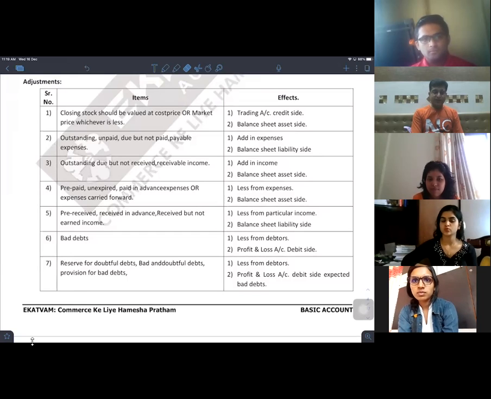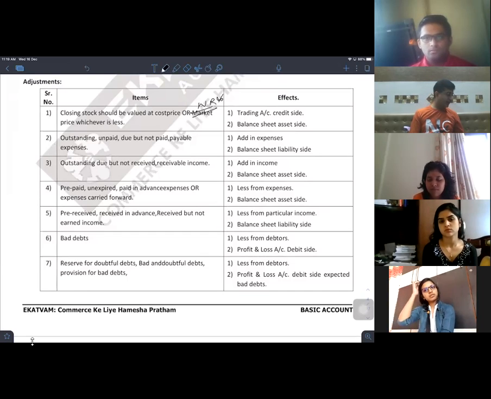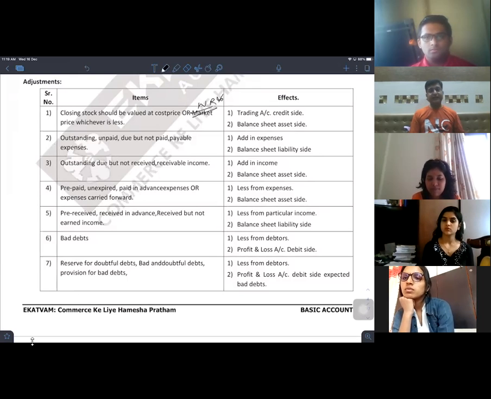The very first, if you take the example of closing stock, it should be valued at cost price or NRV, not the market price, but here we use the term NRV, that is net realizable value. As per Accounting Standard 2, valuation of inventory, the stock of a business is expected to be valued at its cost or NRV, whichever is less. Why so? Because we are following the concept of conservatism.